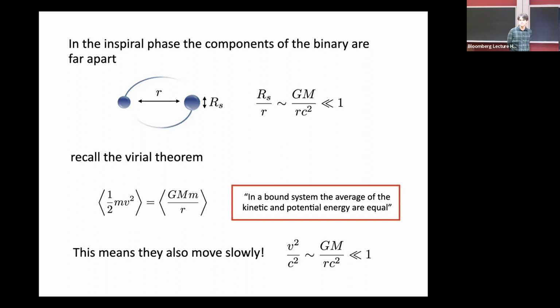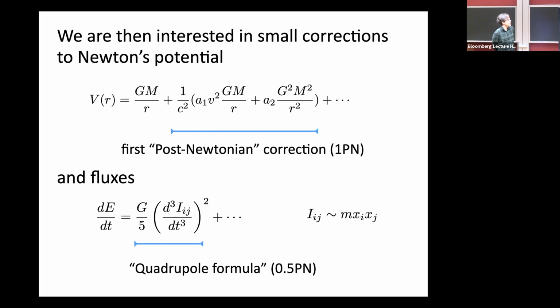And this is what the corrections look like. So famously, there's Newton's potential, and then there's a correction to this predicted by GR, which is called post-Newtonian correction. The first one was computed by Einstein in the 30s, a long time ago. But this is the sort of thing that we are after. We are after these kinds of corrections and also the fluxes.